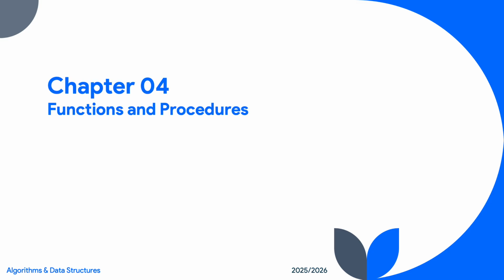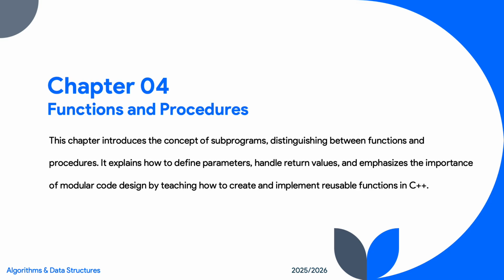Chapter 4, Functions and Procedures. This chapter introduces the concept of subprograms, distinguishing between functions and procedures. It explains how to define parameters, handle return values, and emphasizes the importance of modular code design by teaching how to create and implement reusable functions in C++.